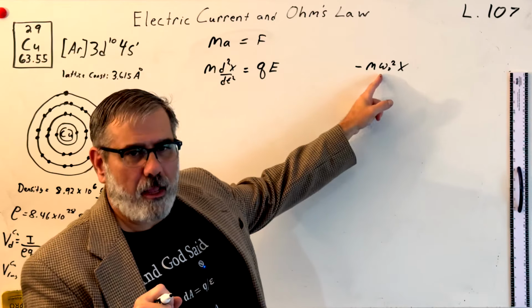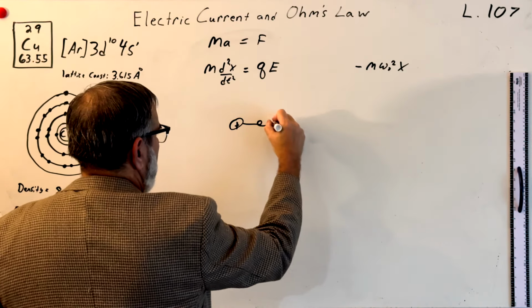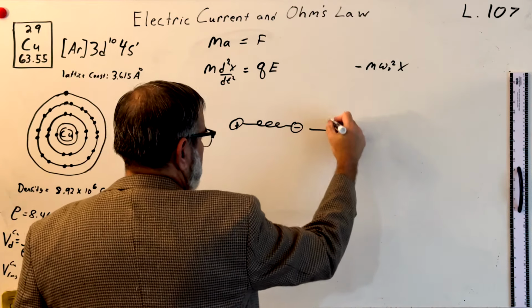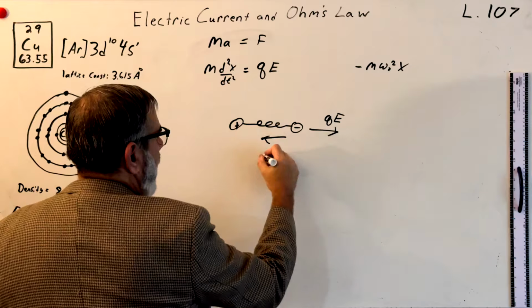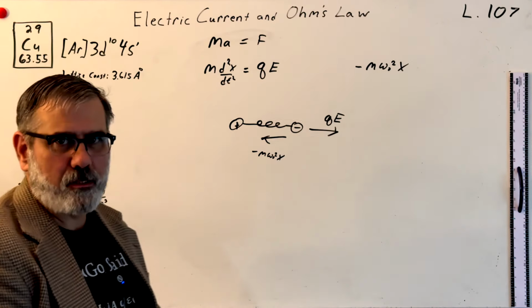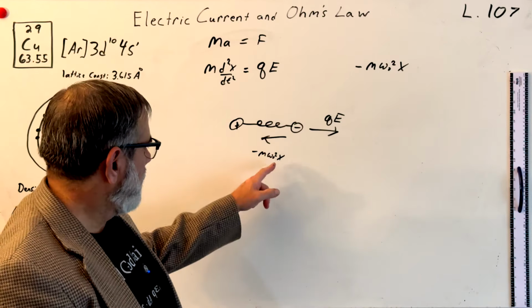That's the spring, right? So this was the old model, you've got a spring attached to this. And so you've got the QE term pulling this way, and then we have pulling back this minus m omega naught squared x term, where x is the displacement from its equilibrium position. So that's that restoring force.